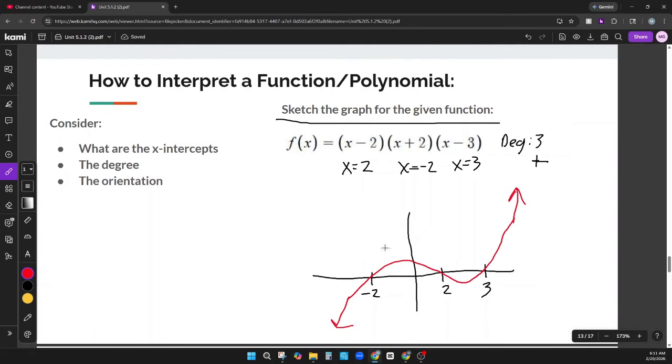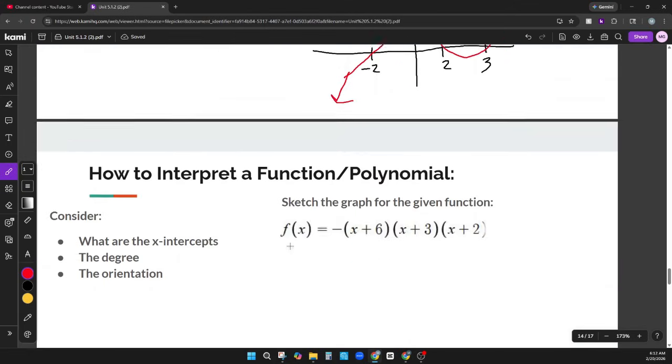This is the most basic version of our answer and what I expect your answers to look like more often than not. But it also could be something like this, as we saw in example number 1. It doesn't always need to be the transition between above and below, but it very likely is. So we're going to just keep this as our final answer as far as sketching the graph, given the information that we have from the function. Okay.